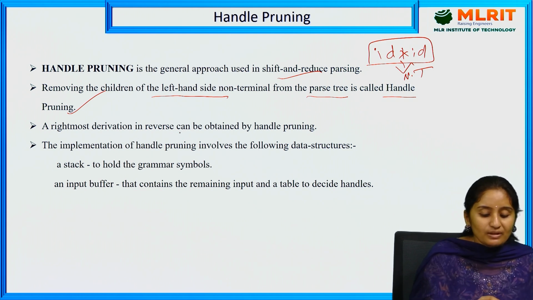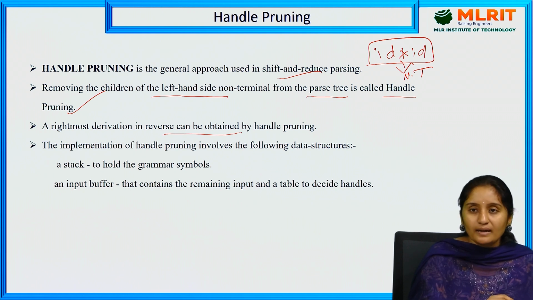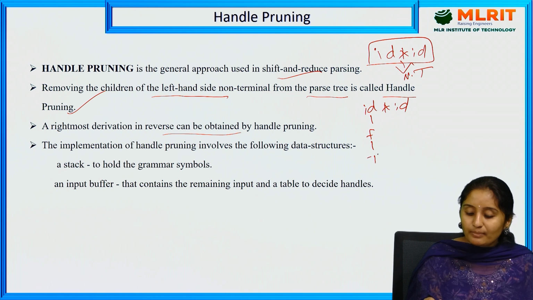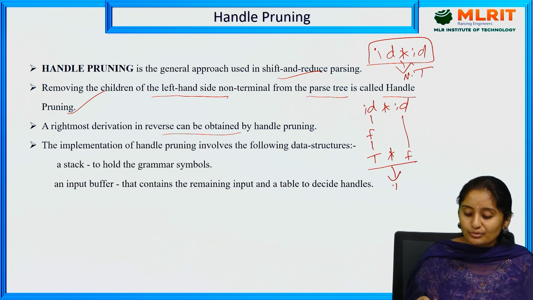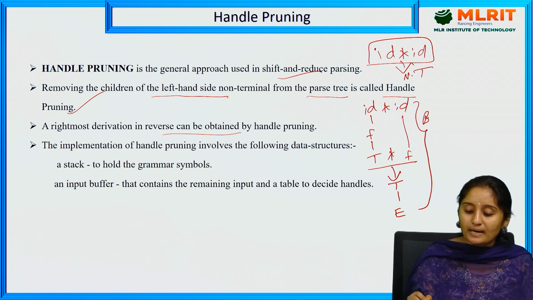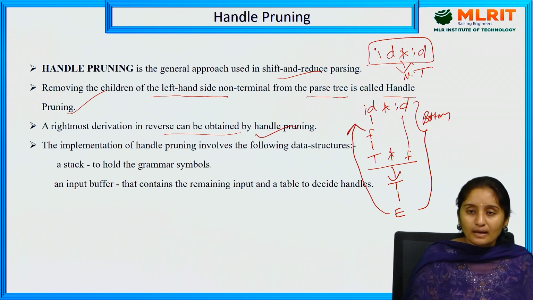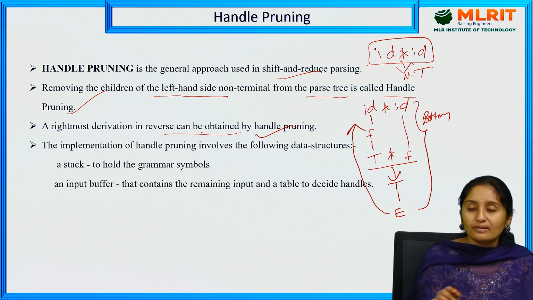A rightmost derivation in reverse can be obtained by handle pruning. So, here I am going to derive id * id. In the last class we derived id tends to F, and next F is reduced to T. The next it is reduced to F. So, T * F can be reduced to T, and reduced to E. This is the bottom-up parser. Now, if I apply it in a reverse manner, we call it handle pruning, a rightmost derivation in reverse manner.